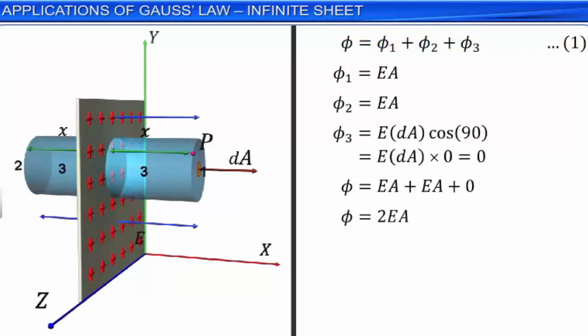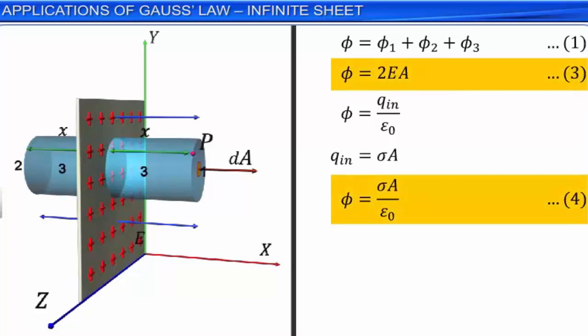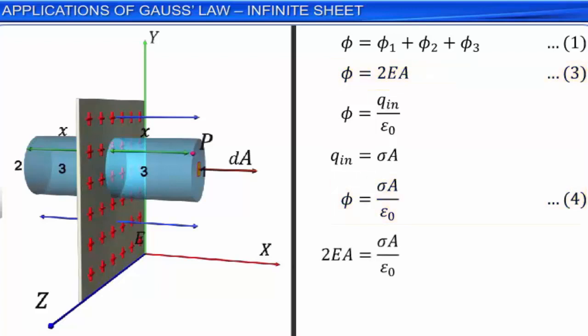According to Gauss' law, phi is equal to Q in by epsilon naught. Substituting the value of Q in, we get phi is equal to sigma A by epsilon naught. Let this be equation 4. From equations 3 and 4, we get 2EA equal to sigma A by epsilon naught. Simplifying this expression, we get E equal to sigma by 2 epsilon naught. Let this be equation 5.